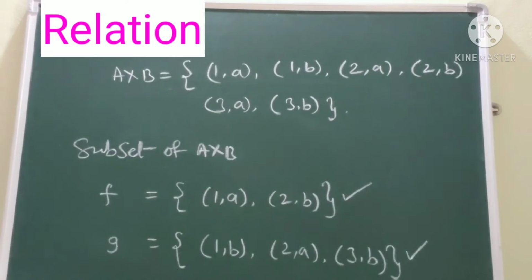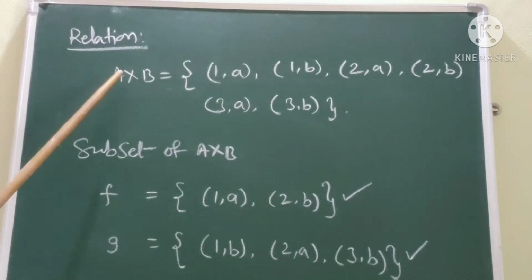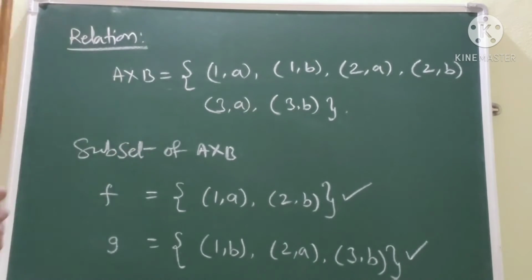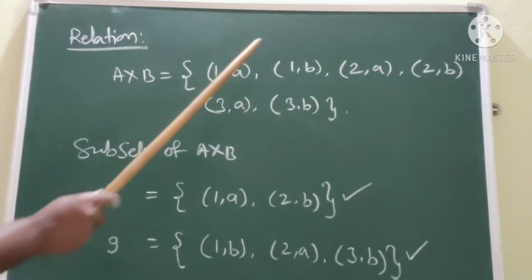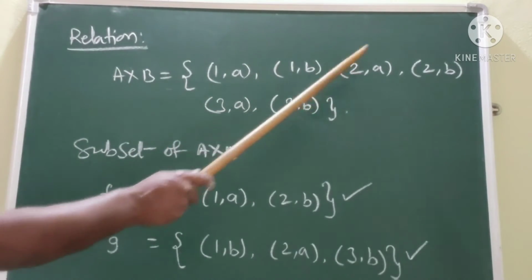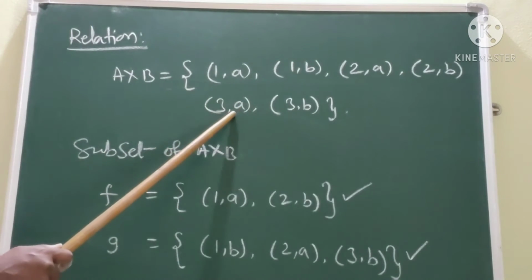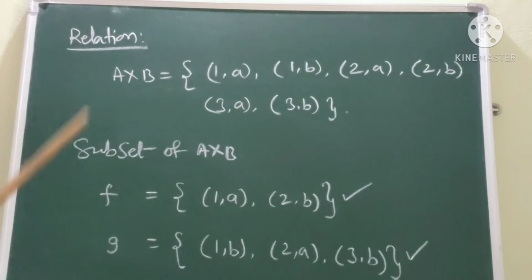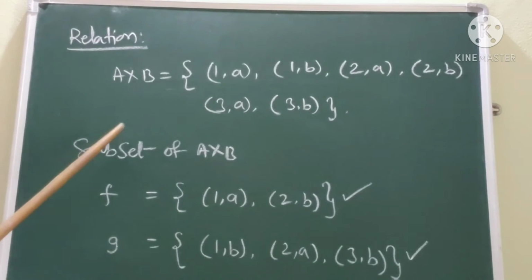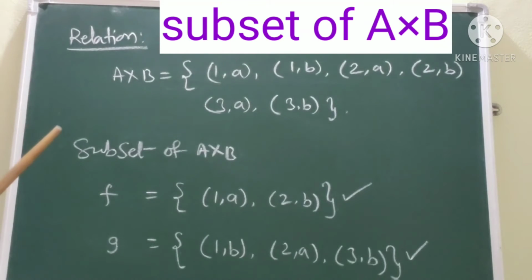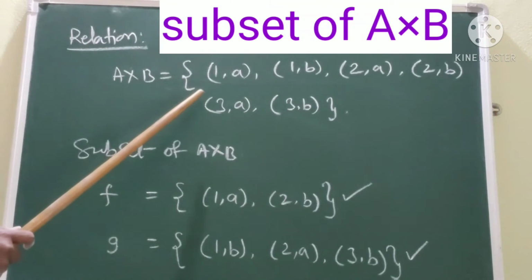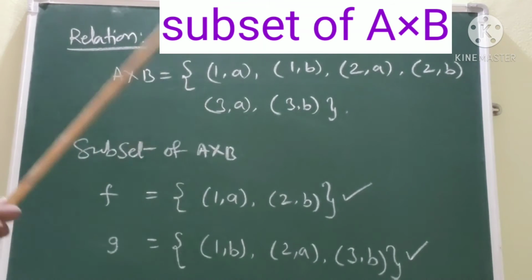Now let us discuss what a relation is. In the previous example, we already discussed the Cartesian product from A to B, that is A cross B is equal to the set of ordered pairs (1, a), (1, b), (2, a), (2, b), (3, a), (3, b). So this is an example of the Cartesian product A cross B. Now a relation means any subset of A cross B. Any subset of A cross B means we can take some or all ordered pairs from A cross B.